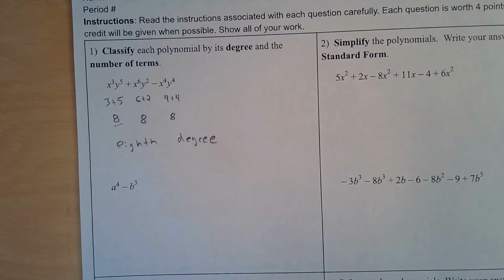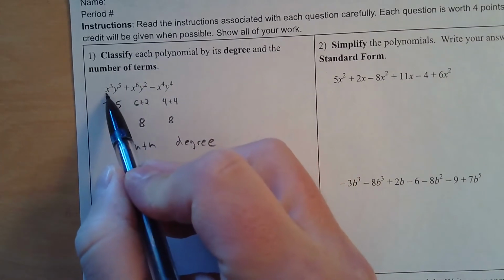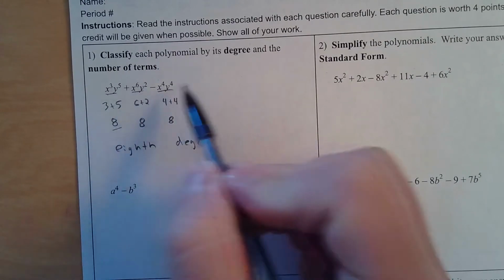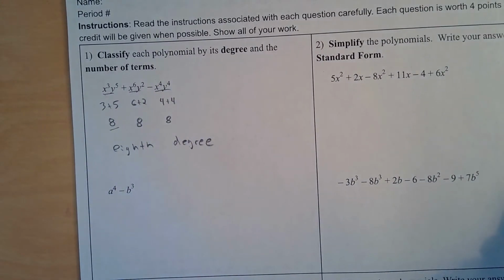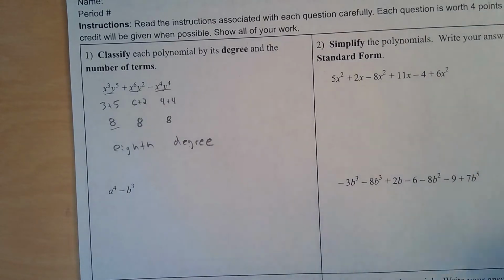And now we need to classify it by the number of terms. So the number of terms, you just count the pieces of the polynomial. So the things that are being added or subtracted. So we have 1, 2, 3 terms. So when you are classifying a polynomial by its number of terms, you're either going to use one of 3 words, or I guess 4.